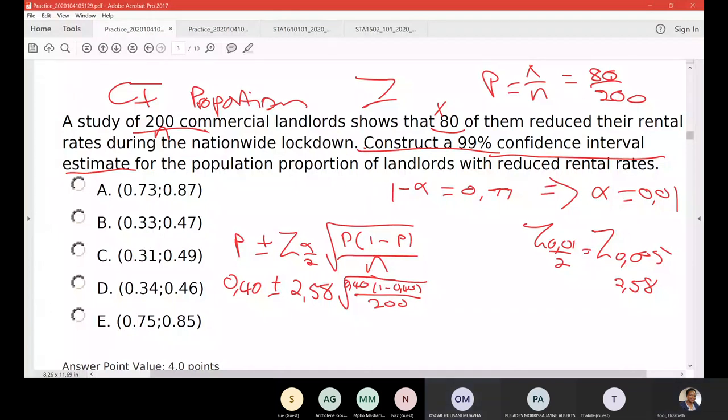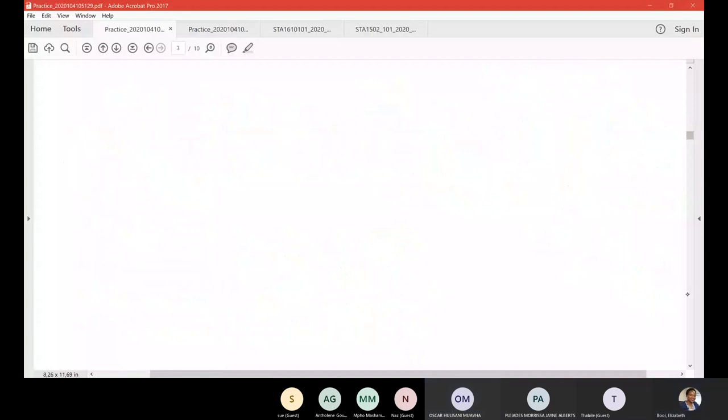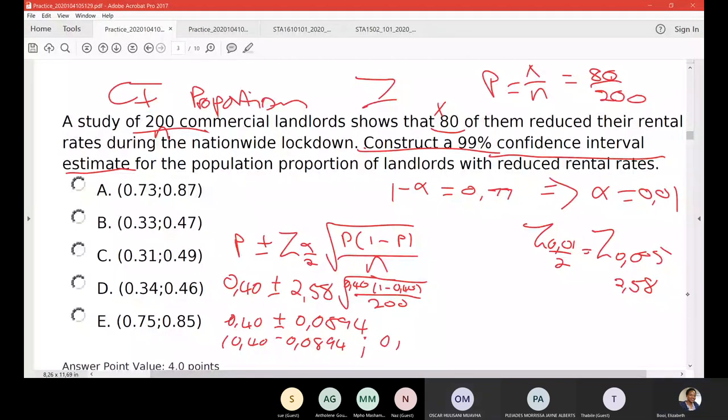Yes, I did. So if you do that, (0.40) × (0.60) / 200, take the square root, multiply by 2.58. The answer you will get on this side will be 0.0894. And we can split it into 0.40 − 0.0894 and 0.40 + 0.0894.